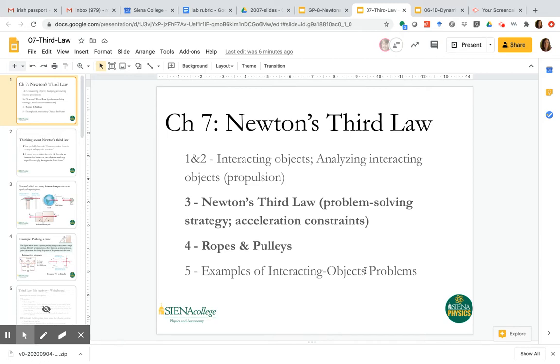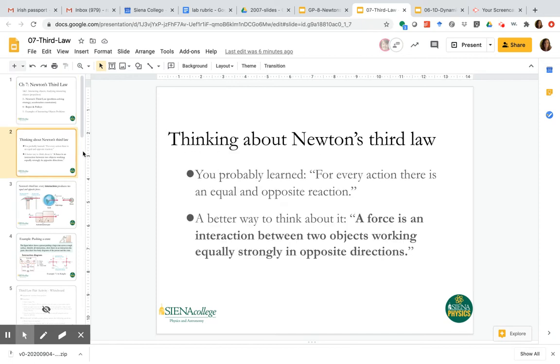In particular, it'll come in when we're looking at systems where we have two masses that are linked in some way, either just directly touching or attached by a rope or something else like that. Newton's third law you've probably heard about in elementary school and middle school science: for every action, there's an equal and opposite reaction. That's the common phrasing of Newton's third law.